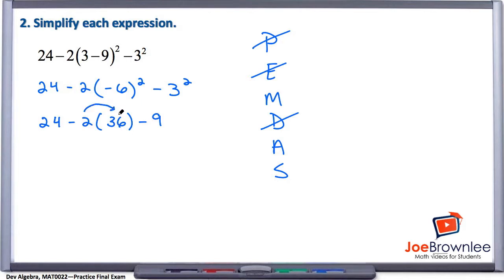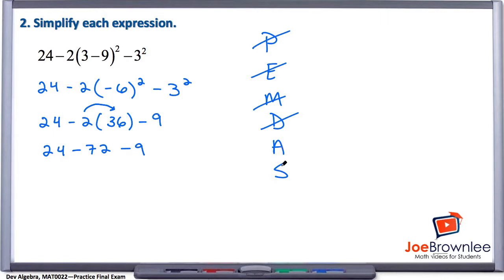We have to distribute that negative 2 through to the 36. So we end up with 24. And again, negative 2 times 36, well, that's minus 72 minus 9. So we've taken care of our multiplication.